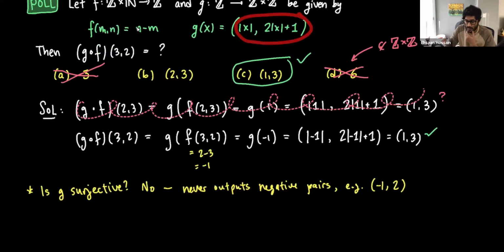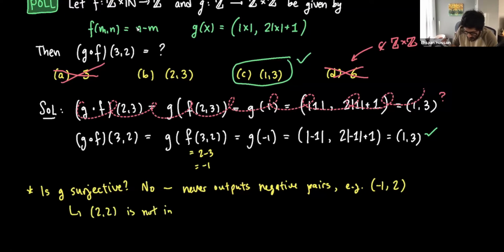Burgess says 0, 0. Give me positive ones. Ayad says 2, 2. Okay, great. Can you justify that? I think some of those answers are correct. Can you justify it though? 2, 2 is not in the image of g.